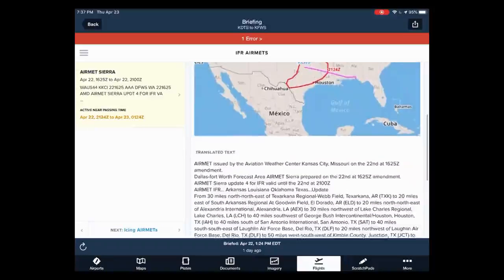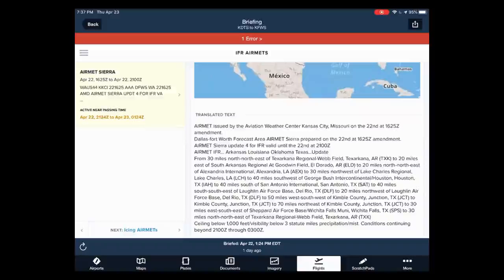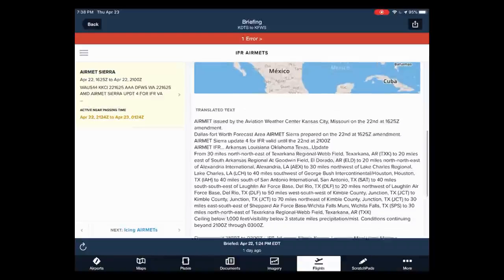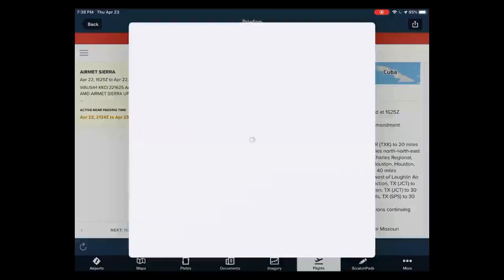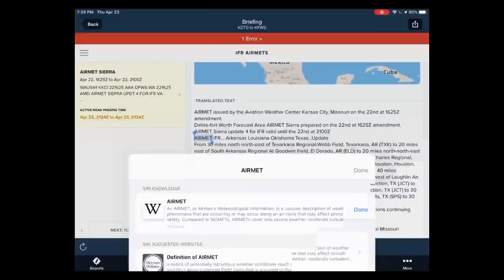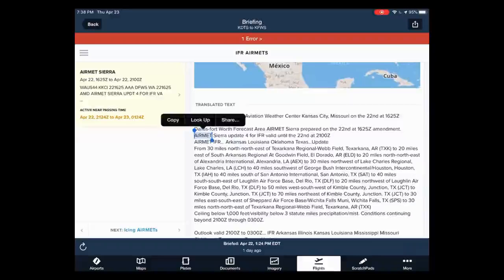So this Air Met was issued by the same location, Aviation Weather Center out of Kansas City, Missouri, on the 22nd at 1625 Zulu. It is an amendment. So in this case, it's for the Dallas-Fort Worth forecast area, Air Met Sierra. So specifically Fort Worth Center, prepared on the 22nd at 1625. As you can see, yes, an Air Met Sierra again is for IFR conditions. Whoops, sorry. Oh boy. There we go. So Air Met Sierra update 4 for IFR valid until the 22nd at 2100 Zulu.